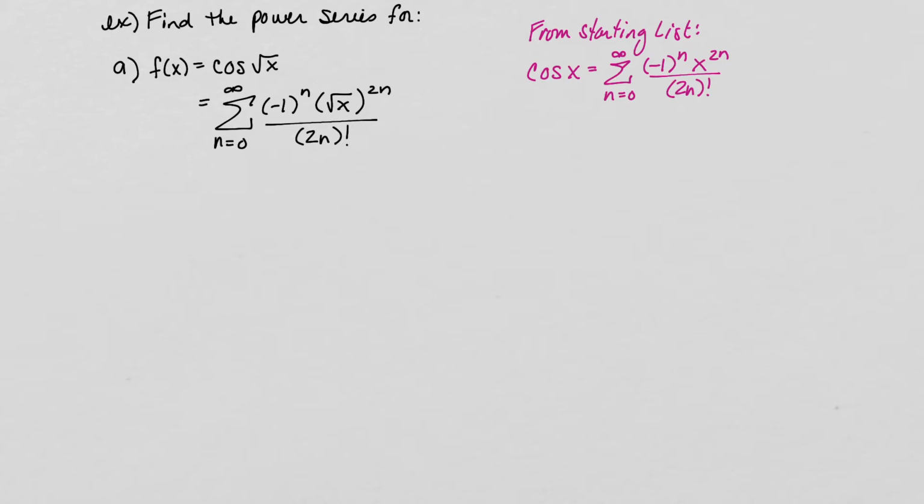The other part of this is that we know that this was converging when 0 was less than x less than 2. So instead of x being between 0 and 2, it means that the square root of x has to be between 0 and 2, which actually means that x is going to be between 0 and 4, right? So if the square root of x is between 0 and 2, then x itself we can get a little wider range, between 0 and 4.